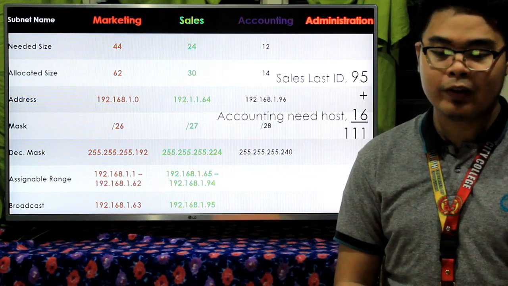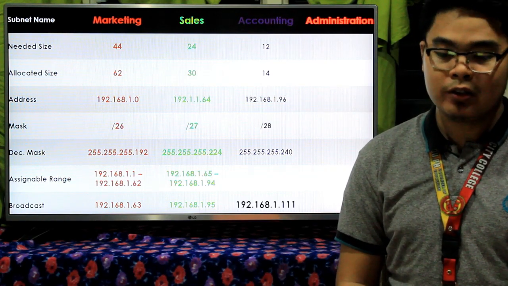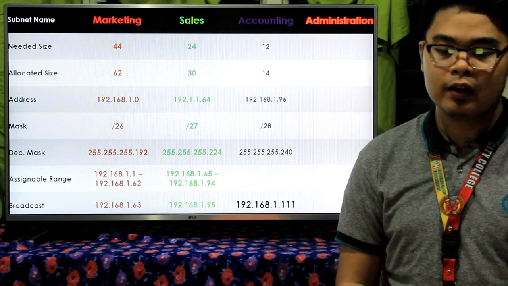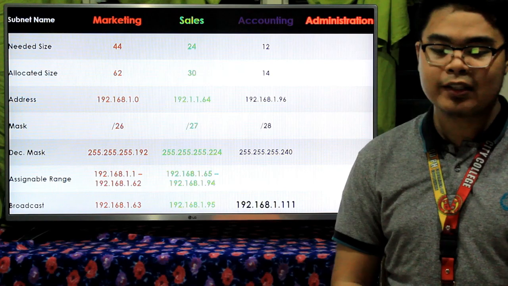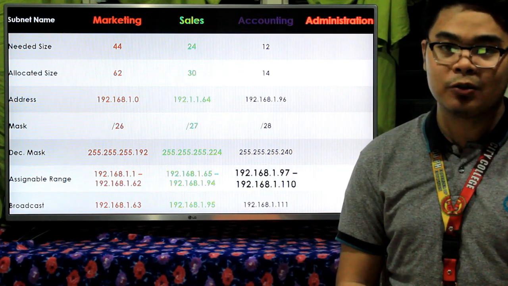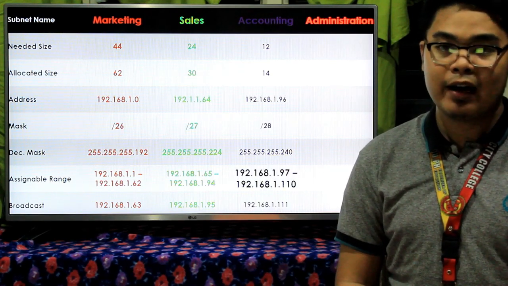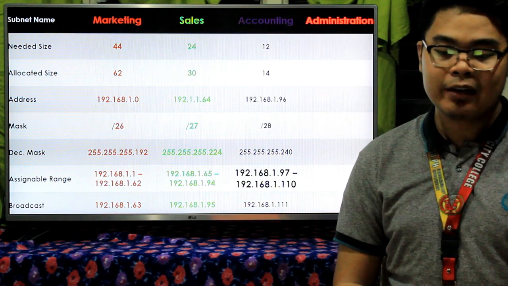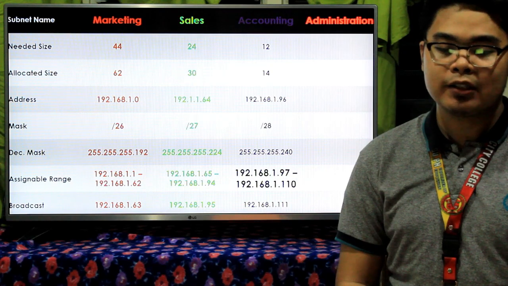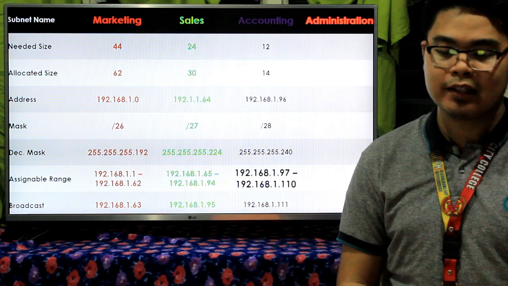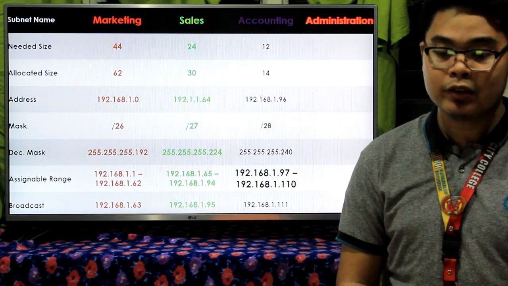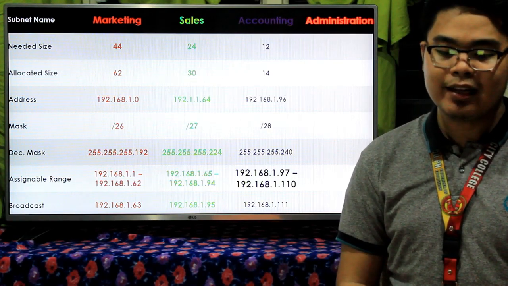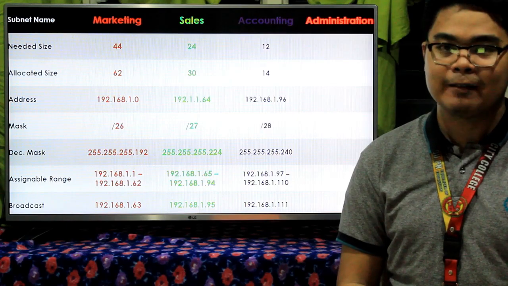Therefore, the broadcast ID will be 192.168.1.111, then the first assignable address is 192.168.1.97, incremented by 1 from the network address, and the last assignable address is 192.168.1.110, decremented by 1 from the broadcast. That's the end of the accounting distribution of hosts.